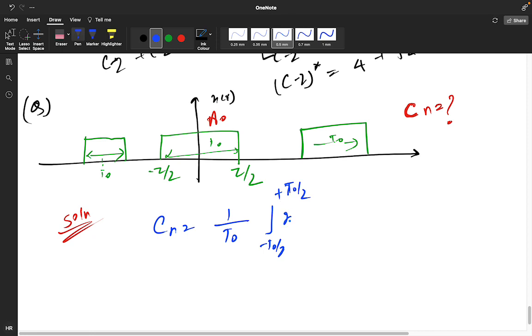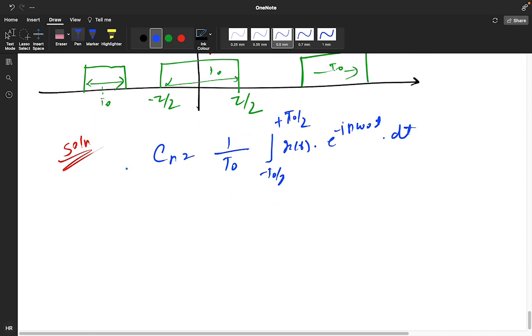Okay, x of t into e power minus j n omega naught t into dt. So if you put this in the form of an equation, what will you get? Minus T naught by 2, since the total time period is T naught only, I am taking T naught. So the limits are minus tau by 2 to plus tau by 2.